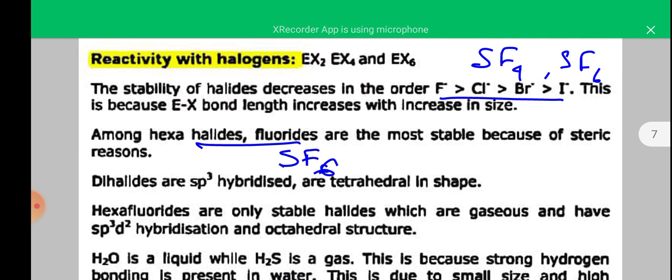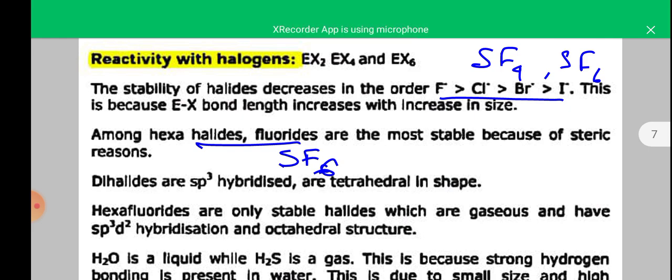And now reactivity with halogens. All group 16 elements form halides like EX2, EX4, EX6, like SF4, SF2, SF6. The stability of halides decreases in the order fluorine greater than chlorine greater than bromine greater than iodine. This is because the E-X bond length between element and halogen increases with increase in size.